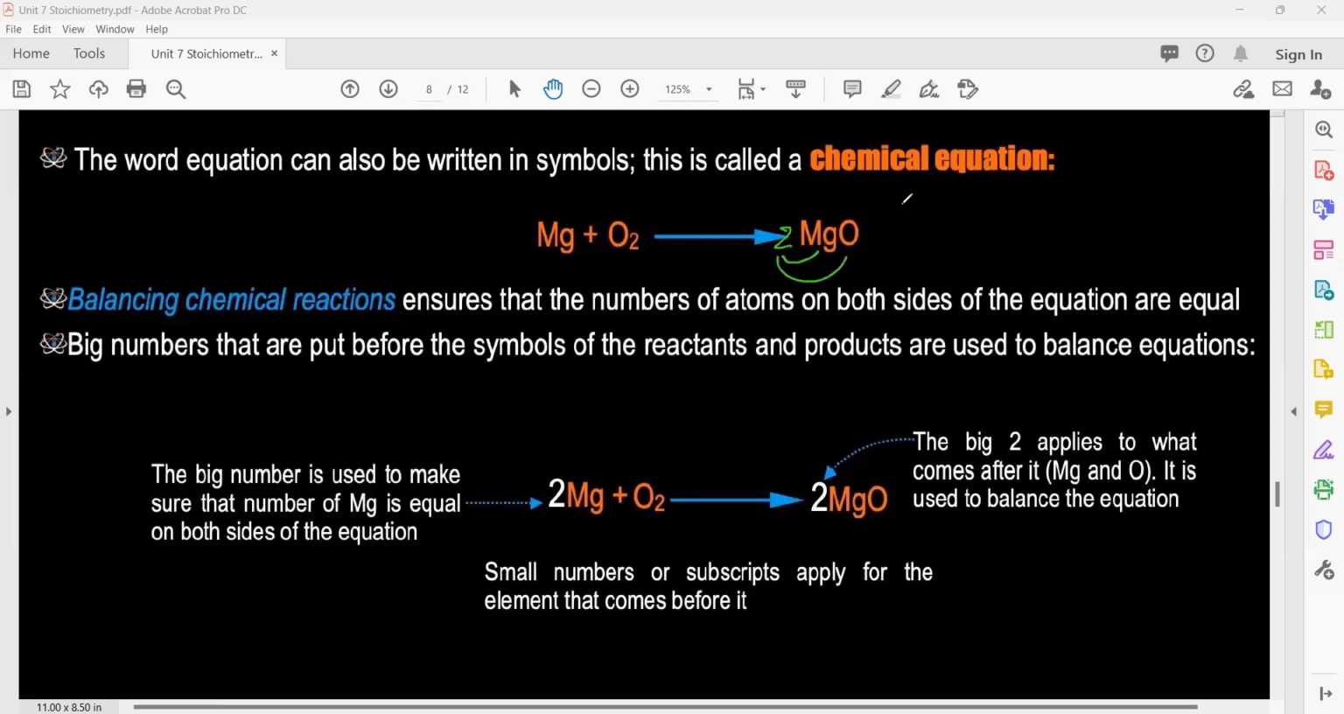So what does it mean? How many magnesium here now? 2. How many oxygen atoms? 2. So this 2 is counted for both. But when you write a number down here, it is counted only for the same element. So this is how you will balance it. Did you get this one? Please confirm.